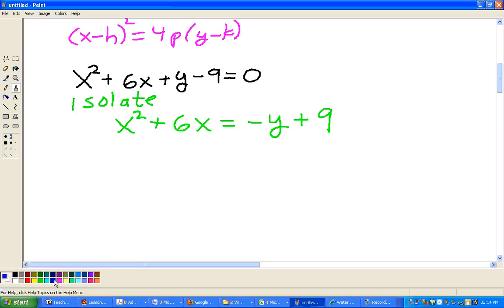The next step is going to be to complete the square. Notice I've got a 1 in front of the x squared. If I didn't have a 1 in front of the x squared, I would factor out whatever number there was until there was a 1 in front of the x squared. I want to drop this into a bracket that starts with an x and has a number after it. The entire thing is squared.